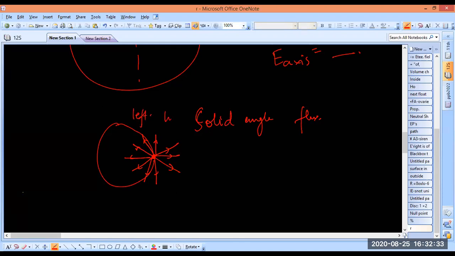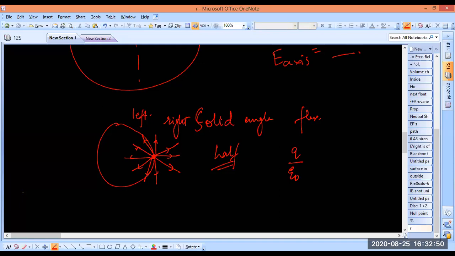Okay, and half go on the right side. So you could say that for such a situation, half of the flux is passing through the sphere and half of the flux is not passing through the sphere. So that's why the flux is only half of what a charge has, right?